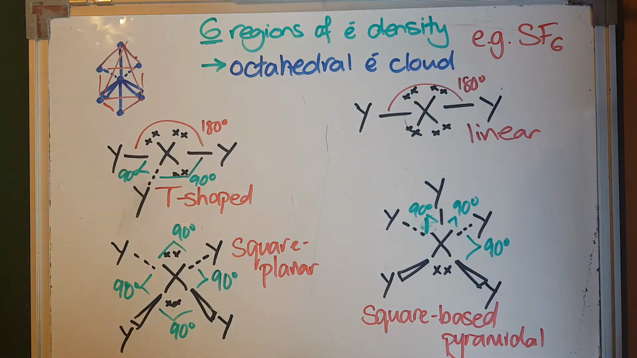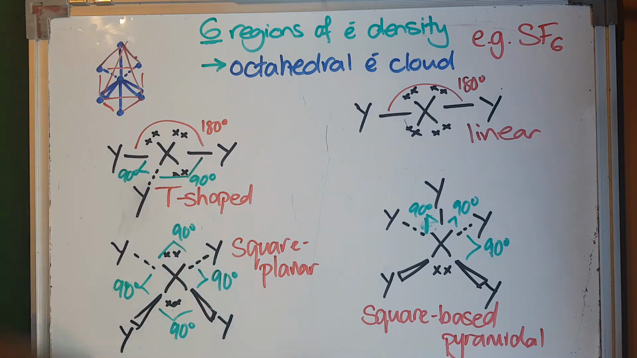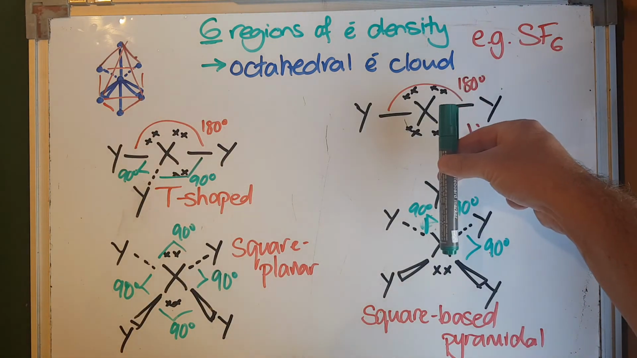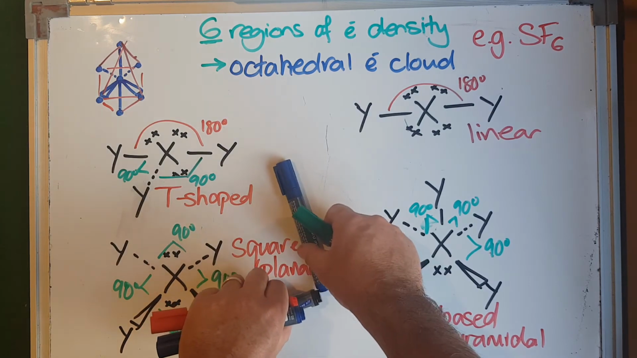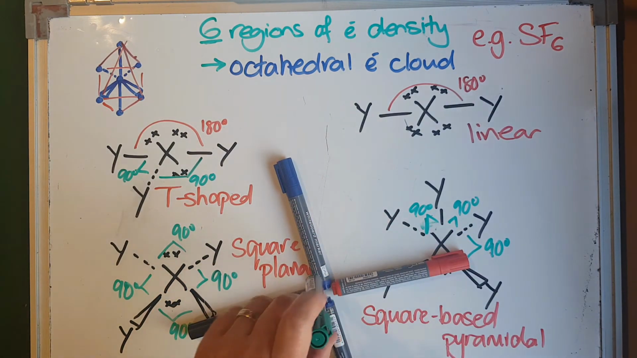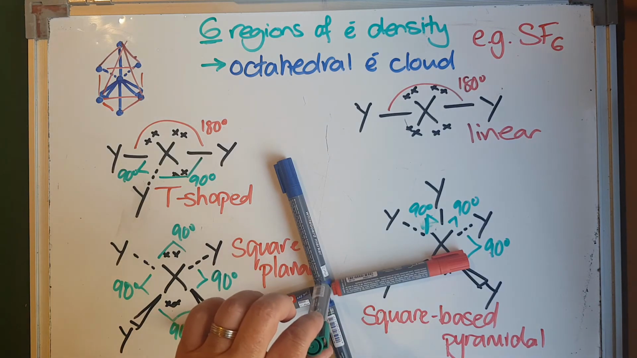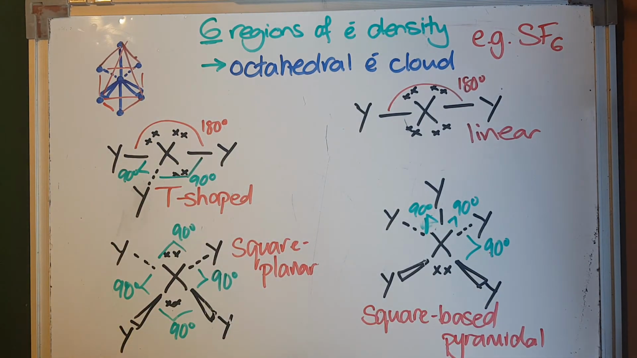And then the last one is, if we've got this being square planar, the next bonding pair would just be stuck right on top. So if we've got a square, and then we put 1 on top, then it creates a pyramid, just like the pyramids in Giza. It's got a square base, and it's a pyramid. So we call it a square-based pyramidal shape.